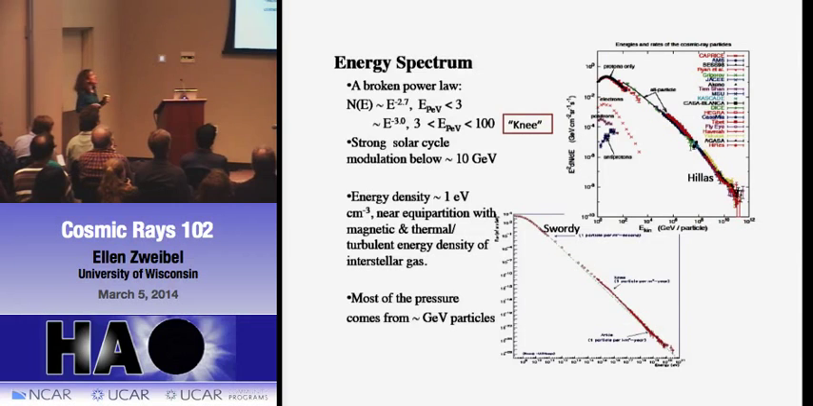Explaining the knee has been kind of an enduring theme of cosmic ray research. The other points to take away here are that the energy density in cosmic rays is about 1 eV per cubic centimeter, which is close to equipartition with the magnetic and thermal gas energy density in the interstellar medium. And most of the pressure, most of the energy density in that 1 eV per cubic centimeter comes from particles with energies of a few GeV. So relativistic, but not ultra-relativistic protons.